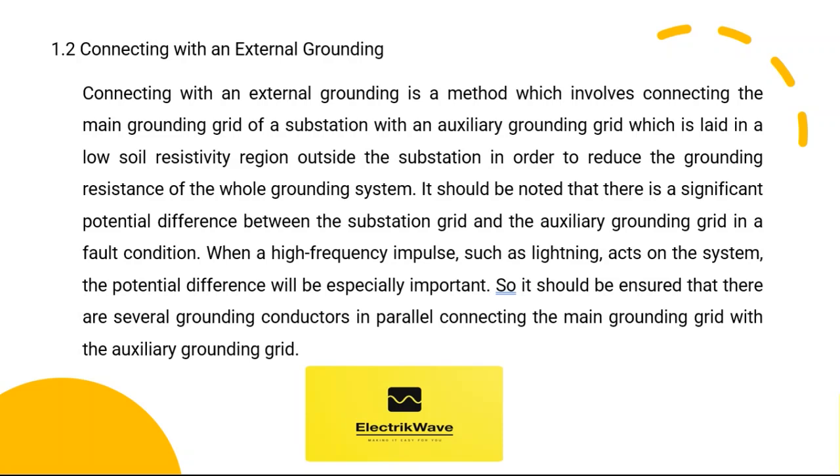It should be noted that there is a significant potential difference between the substation grid and the auxiliary grounding grid in a fault condition. When a high-frequency impulse, such as lightning, acts on the system, the potential difference will be especially important. So it should be ensured that there are several grounding conductors in parallel connecting the main grounding grid with the auxiliary grounding grid.